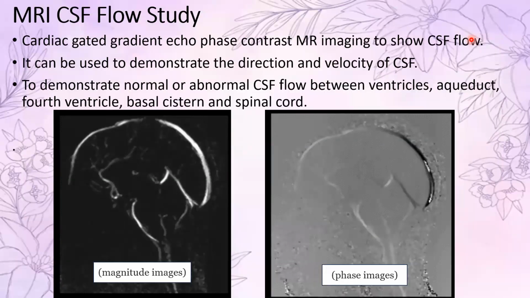Another study is the MRI CSF flow study. It uses cardiac-gated gradient echo phase contrast MRI to show CSF flow. This is used to show the direction and velocity of CSF and to demonstrate any abnormalities within the pathway of CSF. So we have magnitude and phase images. Before I play the video, in magnitude images, the CSF appears white, whether the flow is forward or backward. While in the phase image, if there is forward flow, it appears white. If there is backward flow, it appears black.